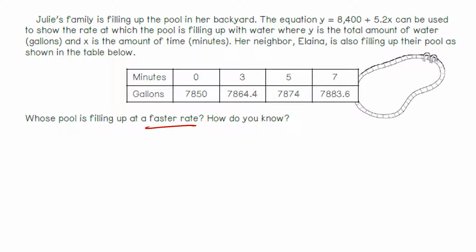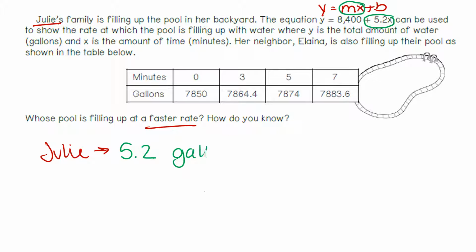So we're only looking for the rate of change. For Julie, we're talking about Julie first, the rate of change is in the equation, y equals mx plus b. The m value is the rate of change, in which case it's going to be 5.2. Julie's rate of change is 5.2 gallons per minute.